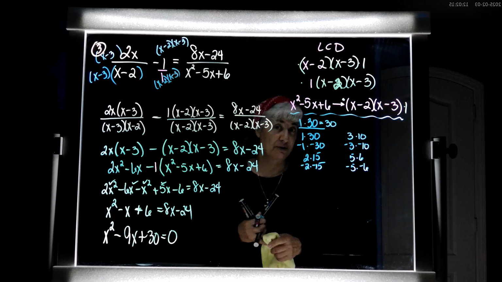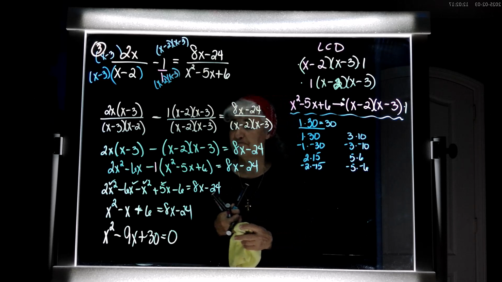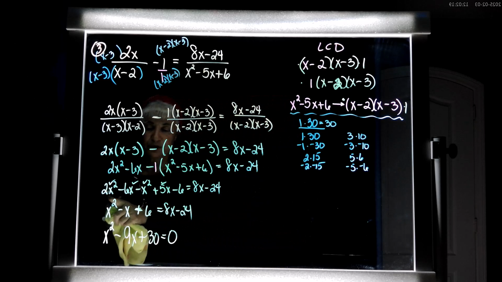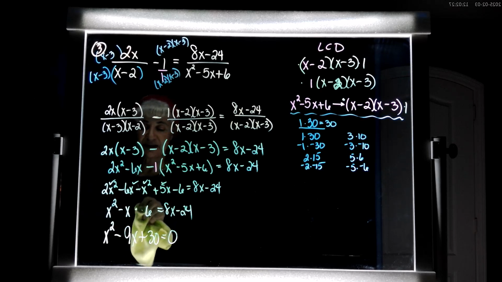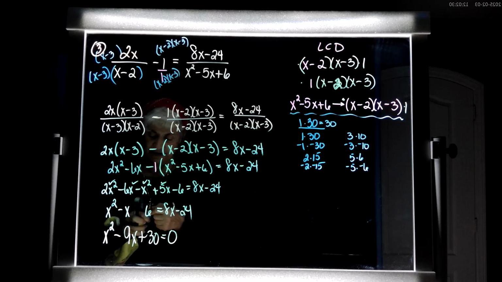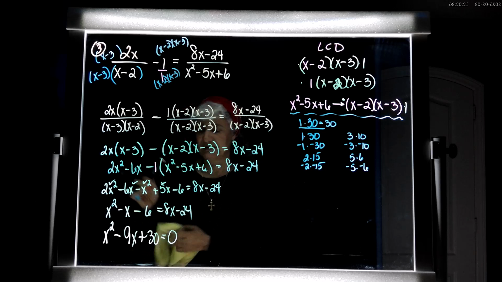Hey guys, I paused the video a second because I noticed I did something wrong. Right here, when I collected the x squareds, I got 1x squared. When I collected the minus 6x and the positive 5x, I got a negative x. But this was supposed to say a minus 6. And I, for some reason, put a plus 6. So it should have stayed a minus 6.